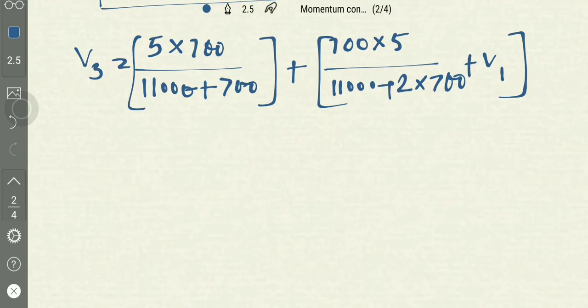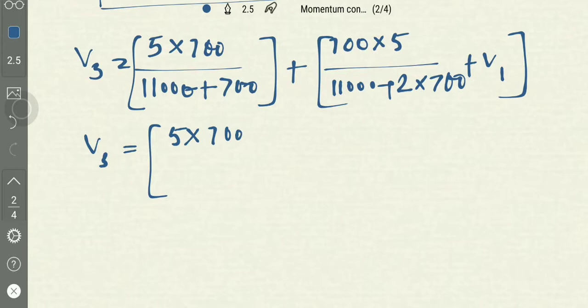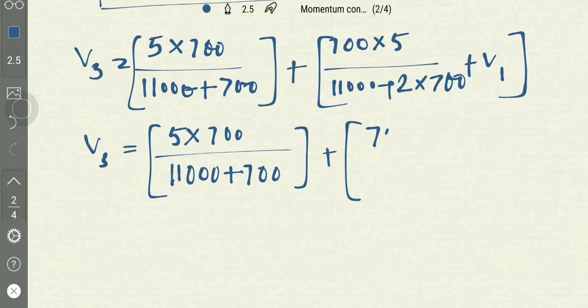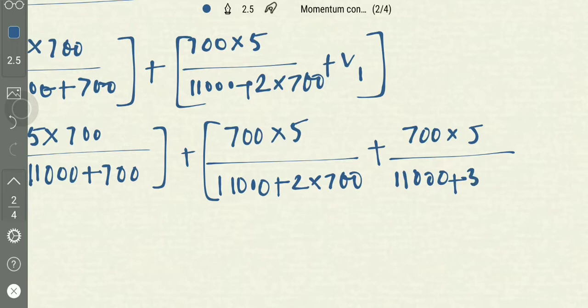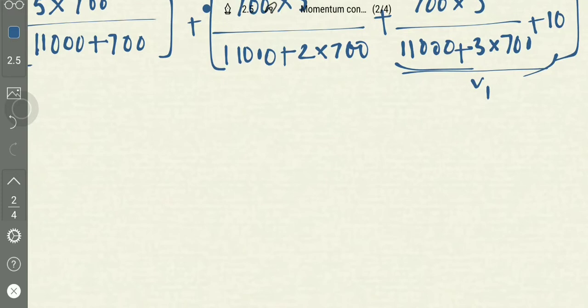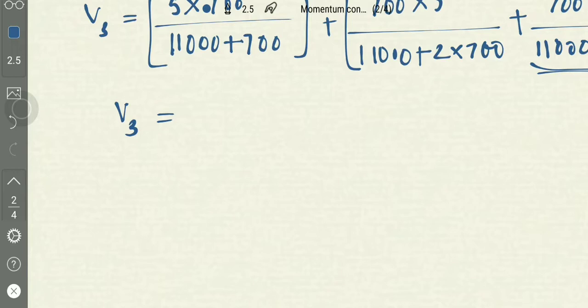V3 is equal to 5 into 700 divided by 11,000 plus 700 plus 700 into 5 divided by 11,000 plus 2 into 700 plus V1. V1 we got as 700 into 5 divided by 11,000 plus 3 into 700 plus 10. This is V1. And if we solve this, we get V3 as 10.849 meter per second.